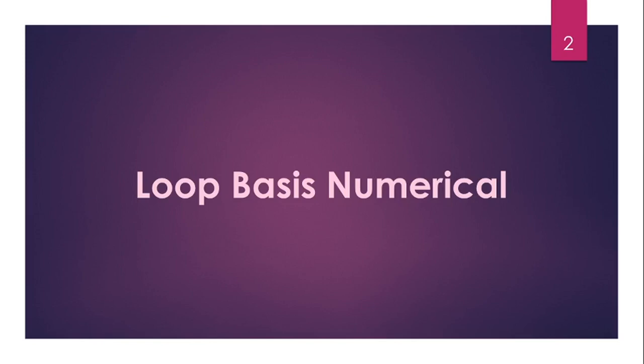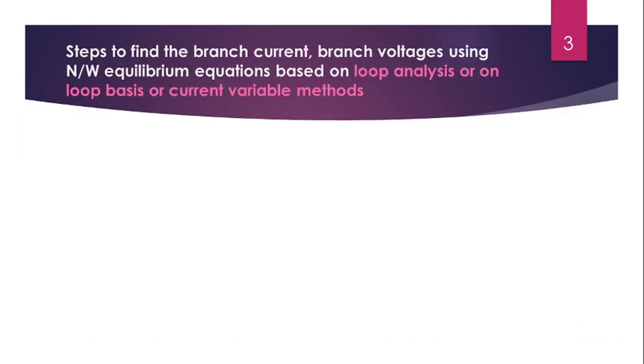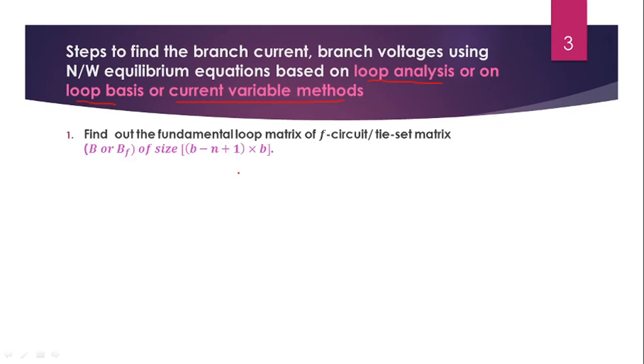Before going to solve a numerical, we should follow some steps. So what are those steps? The steps to find the branch current and branch voltages using network equilibrium equations based on loop analysis, or loop basis, or current variable methods. Look at the first step we have to follow.